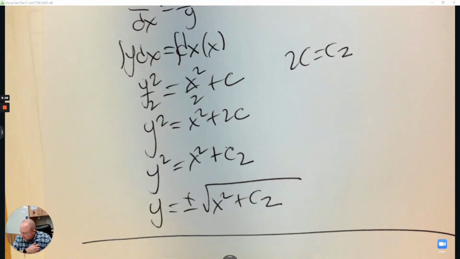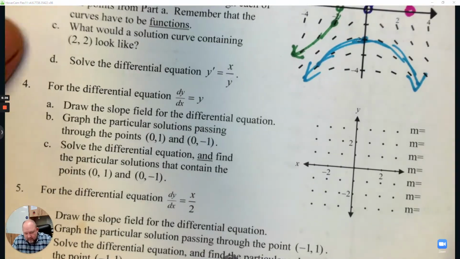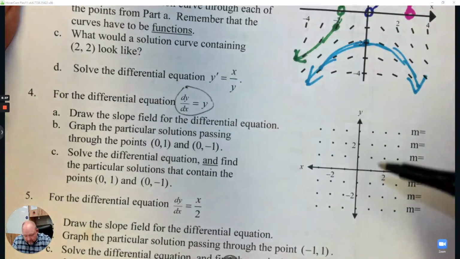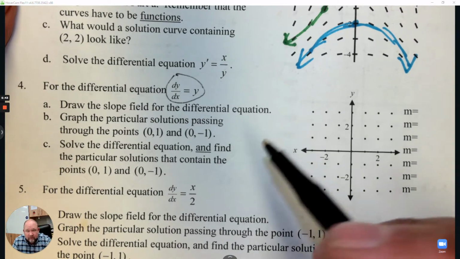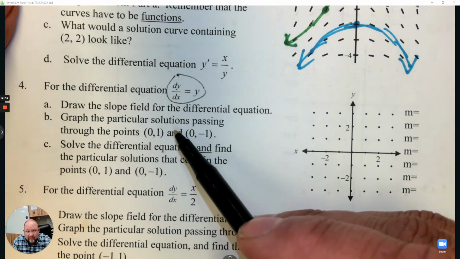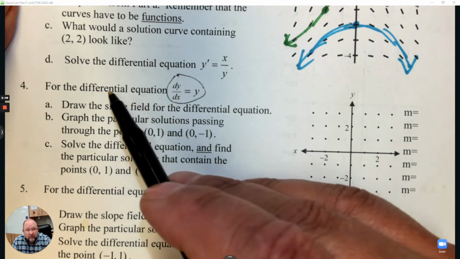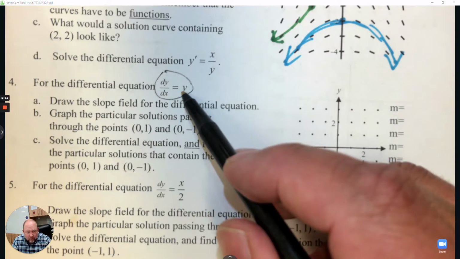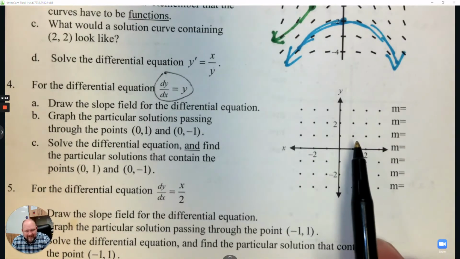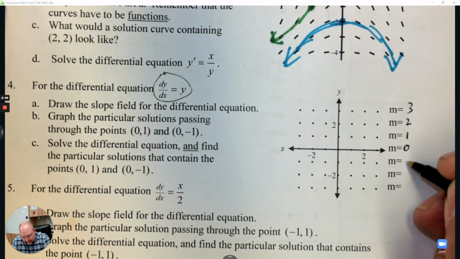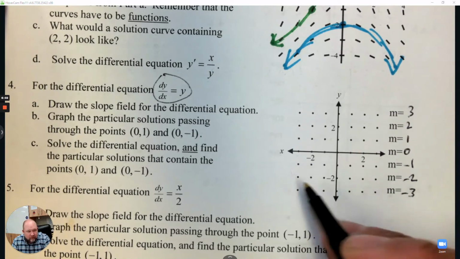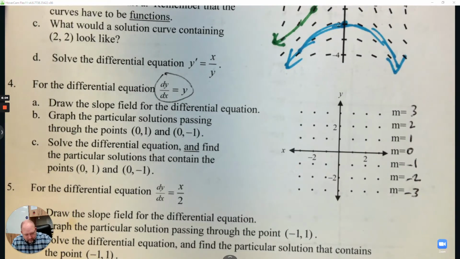All right, 4. Let's go back here. And again, you can answer it on the next page. So we have a differential equation, just that the slope is equal to whatever the y value is, and then graph the particular solutions that are passing through these points. All right, so first of all, draw the slope field. So when it's just the y coordinate, we can just go row by row. The first row is 0, then 1, then 2, then 3, negative 1, negative 2, negative 3. Those are the y values, and those are the slopes I'm going to use.